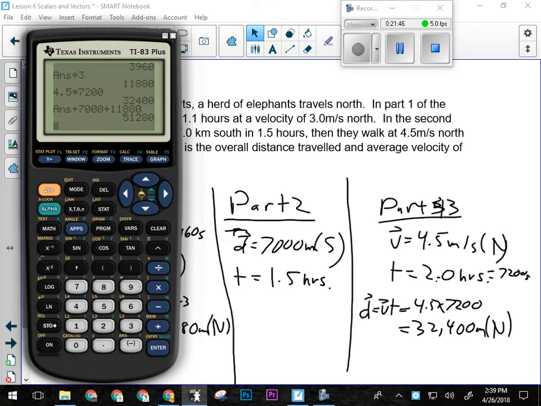All right, so the total distance the elephants walked is 51,280 meters, or 51 kilometers. Okay, so they walked a long way, but they're big. Okay.